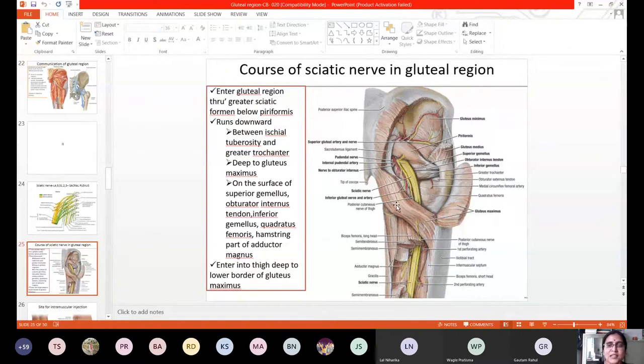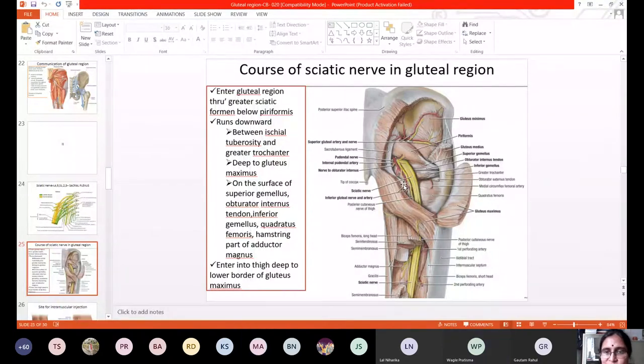Deep to which muscle? What is the name of this muscle? Gluteus maximus. So it runs downward deep to the gluteus maximus, between the ischial tuberosity and the greater trochanter. This is the ischial tuberosity. Are you following? What is this bony projection? Can you see the pointer? Greater trochanter. Yes, and what is this?